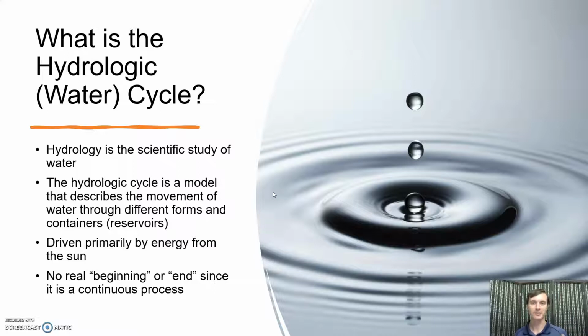The hydrologic cycle describes the movement of water through different forms, solid, liquid, gas, and through different containers called reservoirs on the Earth's surface. This is primarily driven by energy from the sun, and it's important to note before we go any further, there is no start or end to it. It is a continuous cycle.